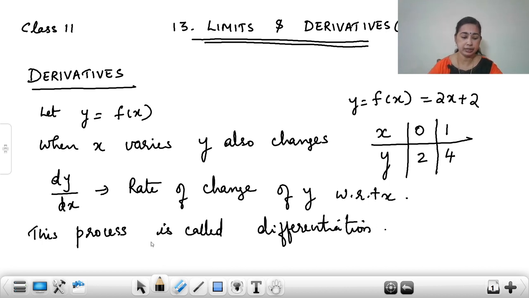So what is a derivative? What we are getting, that is the output, is called the derivative. The output after differentiation is called the derivative.